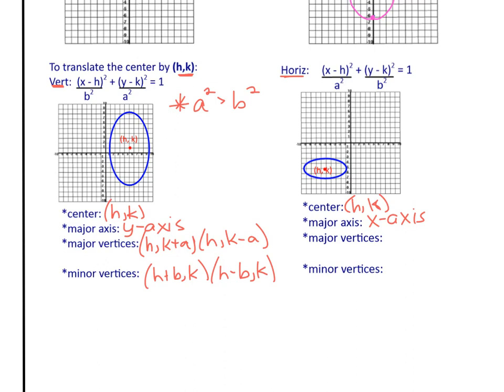And when the ellipse is horizontal, kind of that same idea. The bigger number's underneath the x, so now for our major vertices, we're going to take the h and we'll add and subtract the a to move those major vertices left and right.